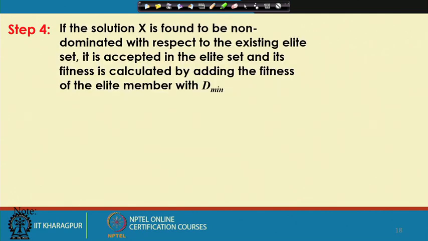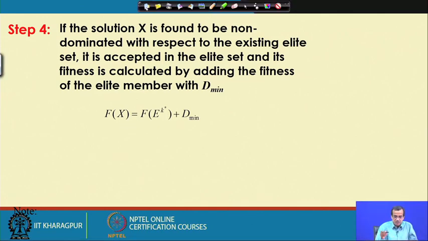Now, step 4: if the solution x is found to be non-dominated with respect to the existing elite, it is accepted in the elite set and its fitness will be calculated as follows. So, this is the formula which we generally use to find out the fitness of the solution which has been selected for the non-dominated bin. If capital X is found to be suitable for the non-dominated bin, it will be put in the non-dominated bin and its fitness will be calculated using this formula.